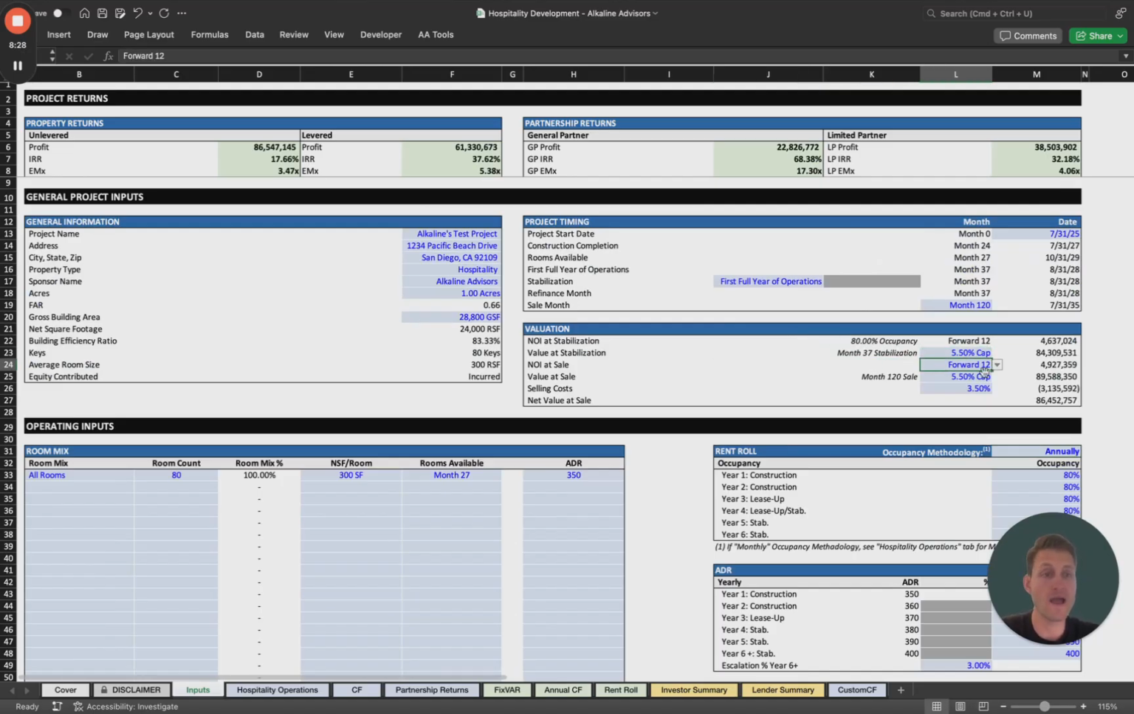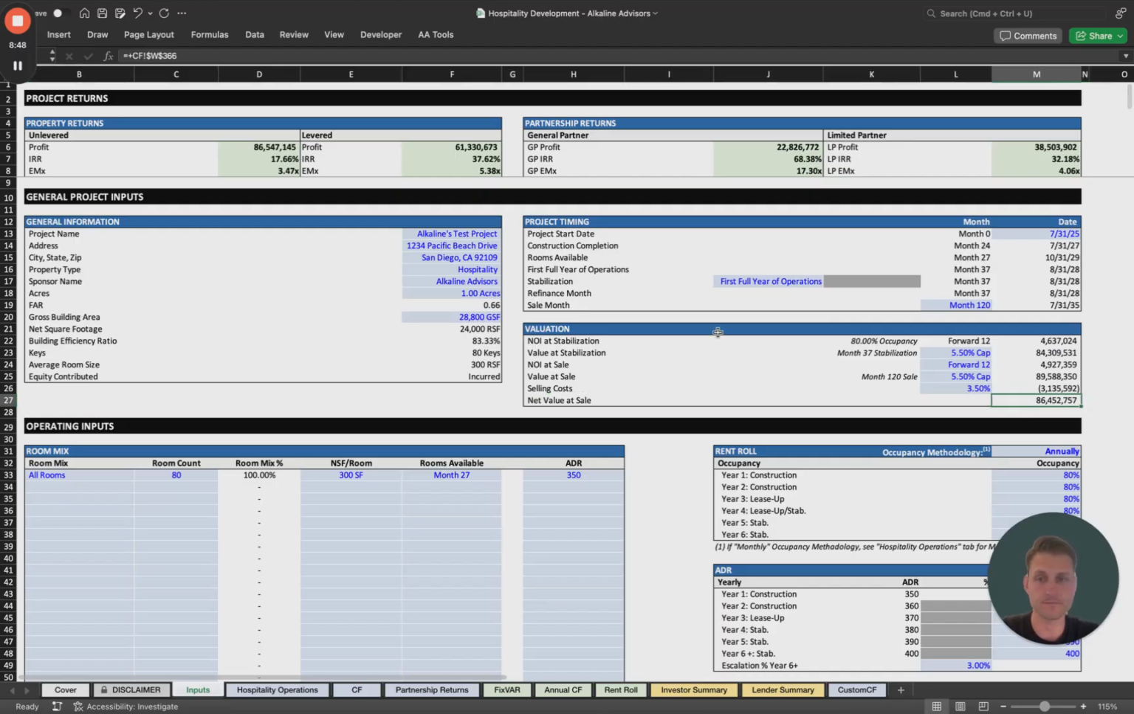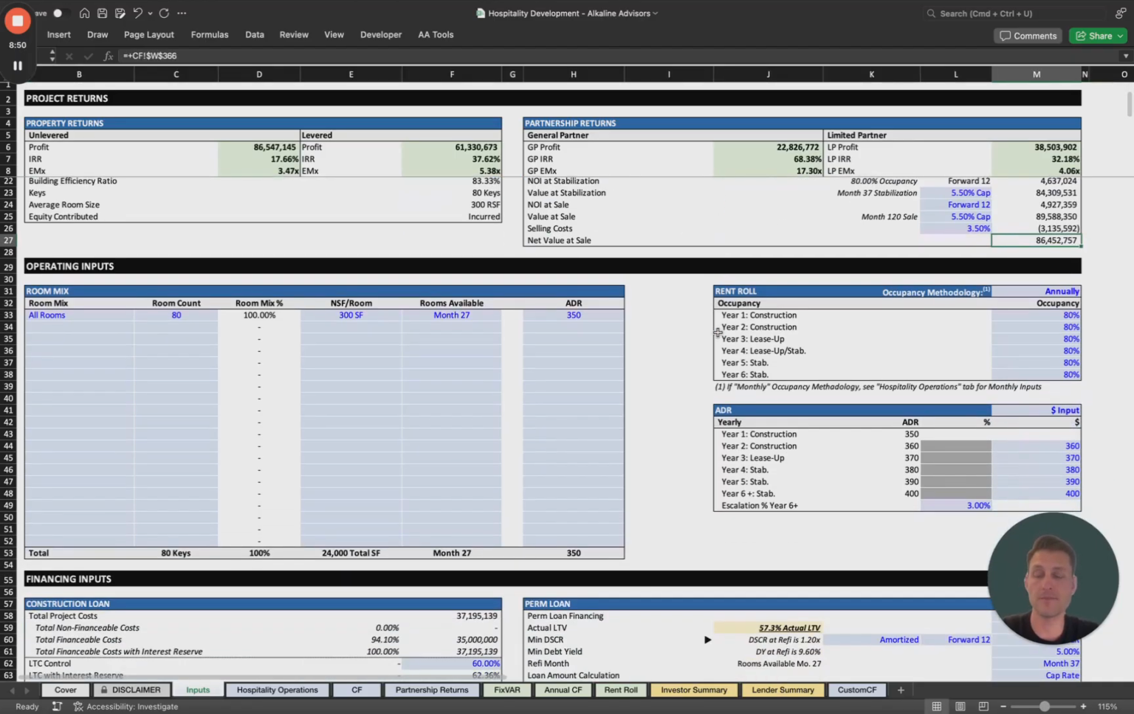Next, NOI at sale. So we can choose whether we're taking the trailing 12 NOI or the forward 12 NOI, adding those monthly NOIs together, and then dividing by a capitalization rate of your choosing. And then you can identify what you anticipate the selling costs to be. And here you have your net value at sale. The next section, operating inputs, we'll start on the left-hand side with the room mix.